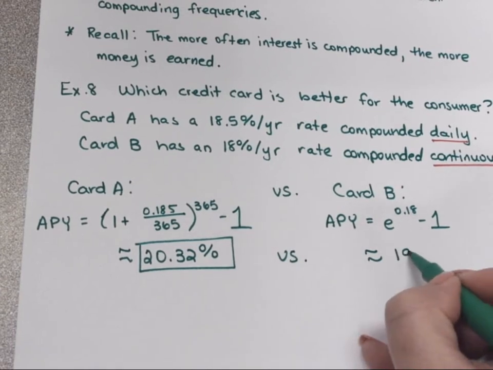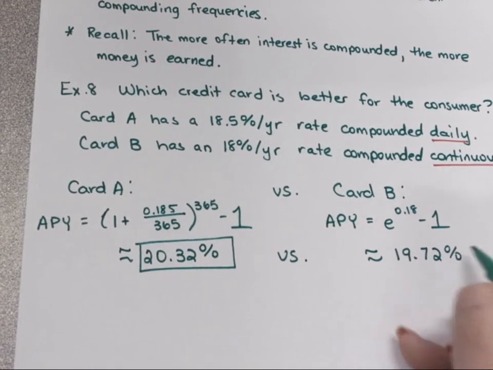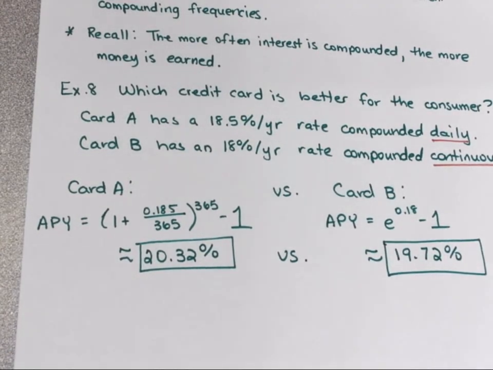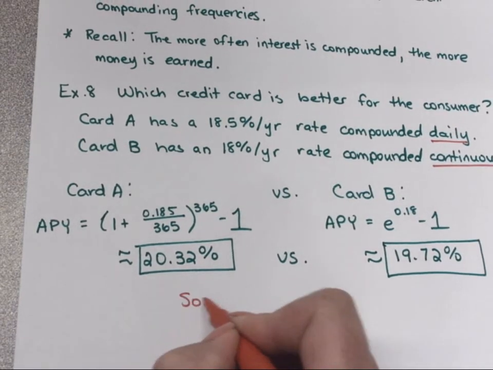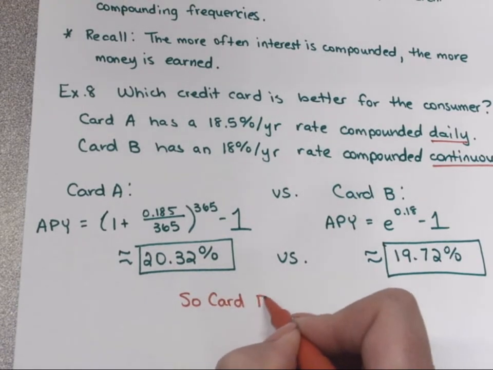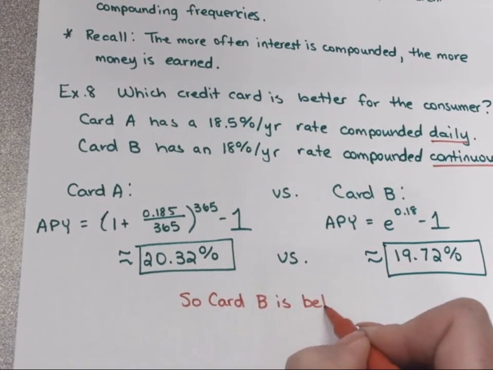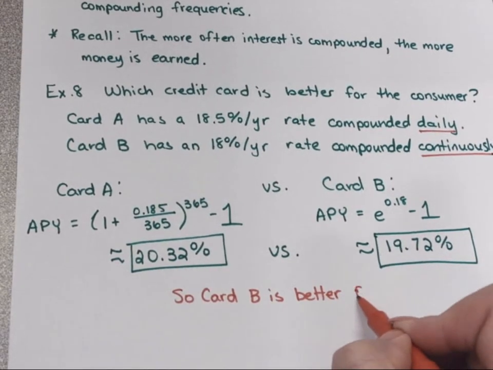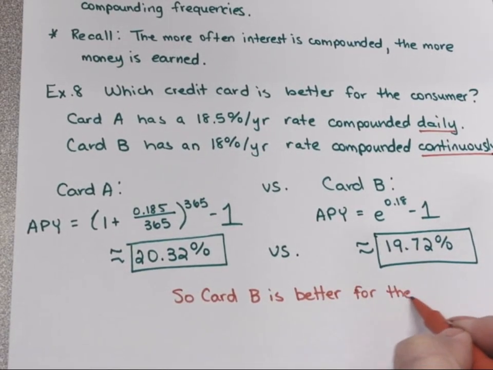versus 19.72% here. So what do you notice about both of them? They're both higher than what they stated, right? And why are they higher than what they stated? Because they're compounding so much more frequently than annually, okay? But which card would be the best then? Yeah, so card B is better for the consumer. Now, if I'm the credit card company or the bank, I would prefer card A, right? So that's why I want to specify that we're talking about the consumer.